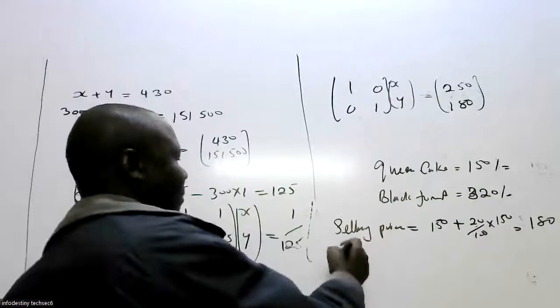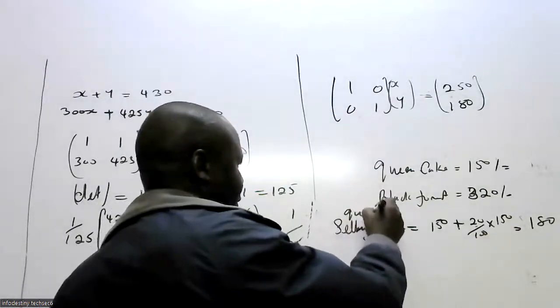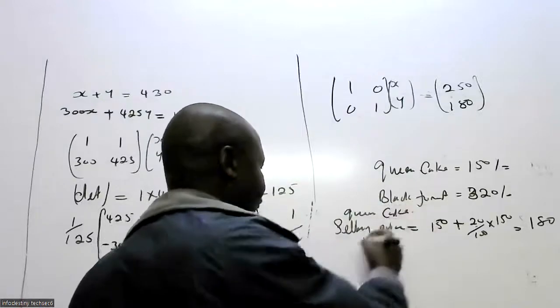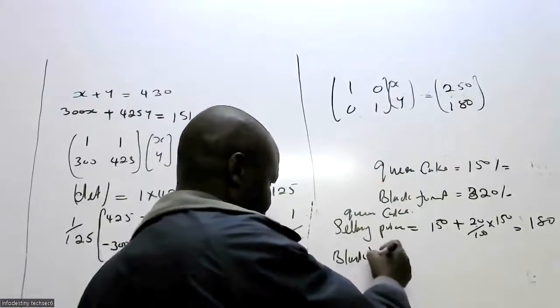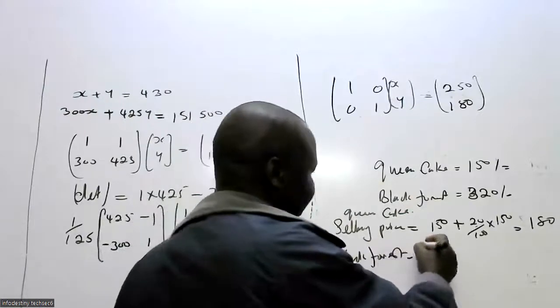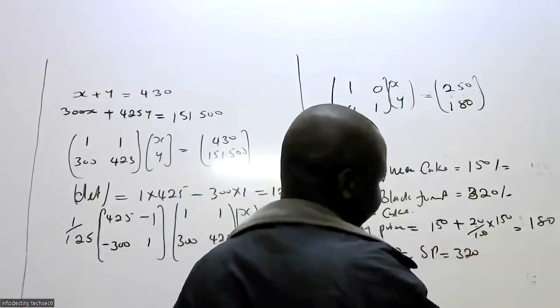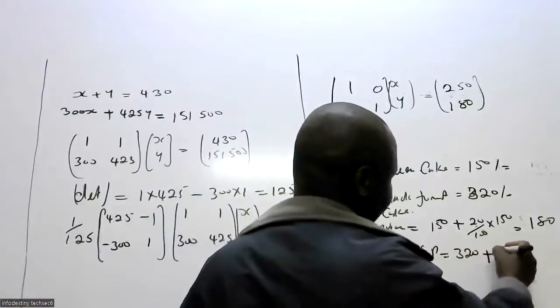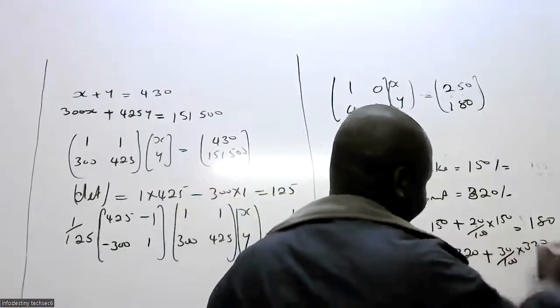Then for black forest, selling price will be equal to 320 plus 30 over 100 times 320.